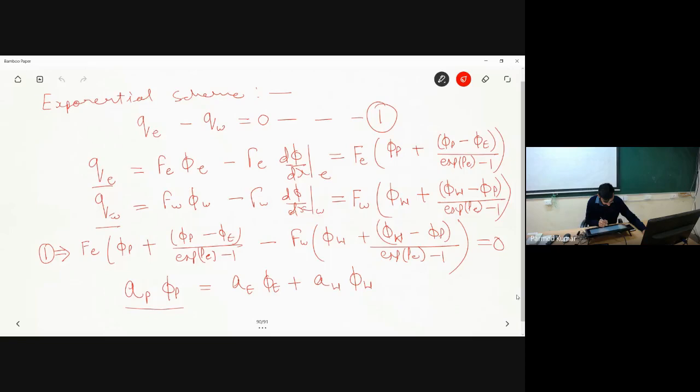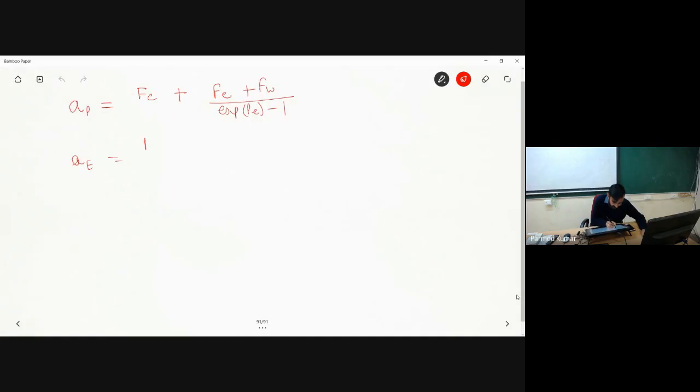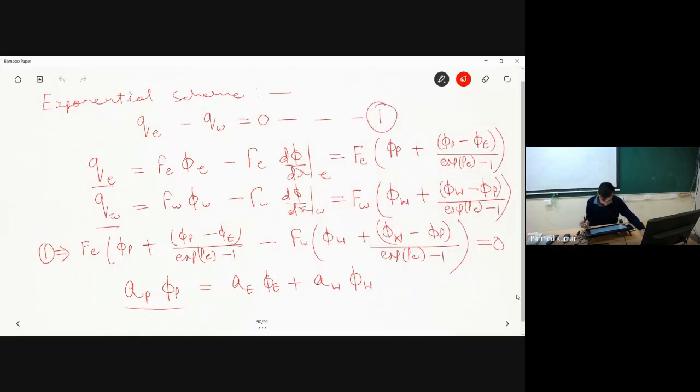The expression for AE will become, if this goes to the right hand side, AE will become FE times FE divided by exponential of Peclet number minus 1. Okay, so AE will become FE divided by exponential of Peclet number minus 1. What will be the expression for AW? Can you tell me the expression for AW?